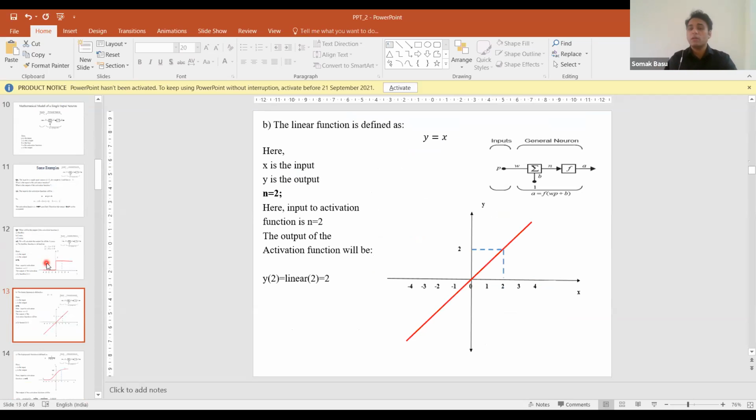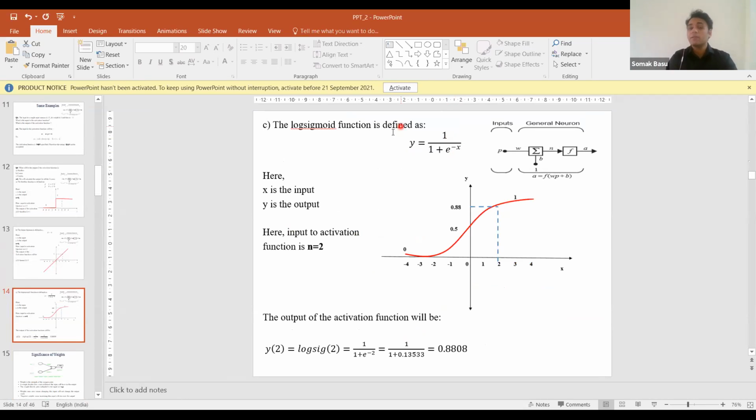So over here, let us come back to the example. In this case, the log sigmoid function is defined as y is equal to 1 upon 1 plus e to the power minus x. What is the value of x? What is the input? The value of the input is 2. How will you calculate the output? Just substitute x with 2. So y of 2 is equal to 1 upon 1 plus e to the power minus 2. If you have a scientific calculator, you can find that the value comes out to be 1 upon 1 plus 0.13533, that is approximately 0.8808.